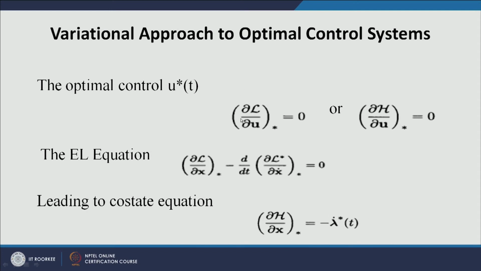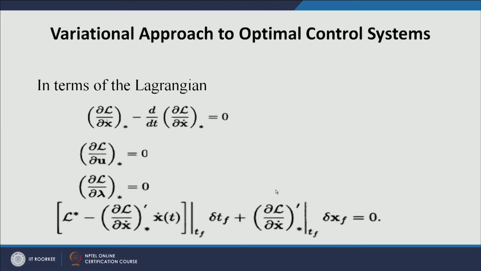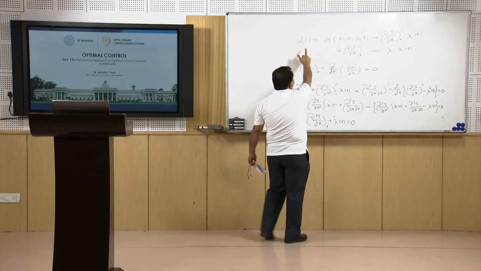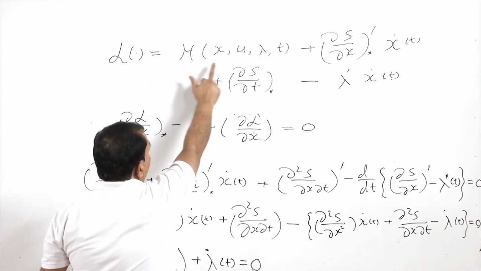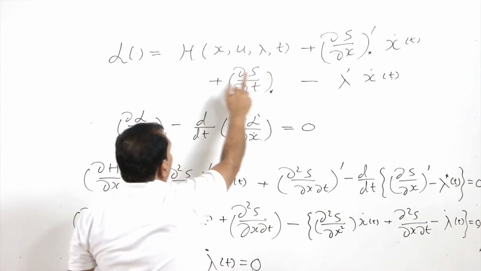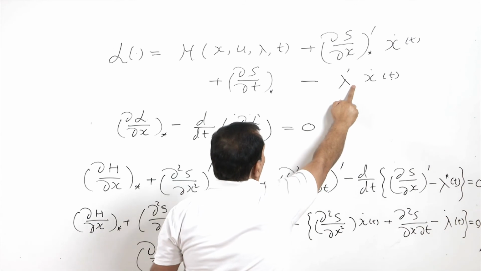So, my first equation was del L by del u equal to 0, which leads to del h by del u equal to 0. The second equation, the EL equation, del L by del x minus d by dt del L by del x dot equal to 0, leads to del h by del x equal to minus lambda dot t. So, in these 4 equations, these 2 we have seen. For del L by del lambda, my h is a function of lambda, and this x dot is also a function of lambda.